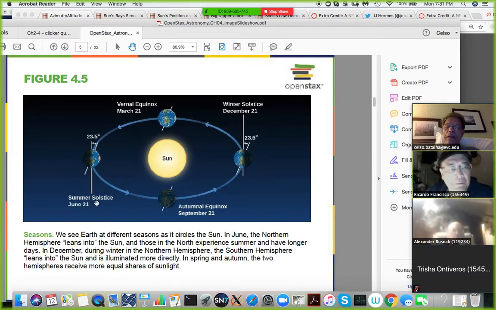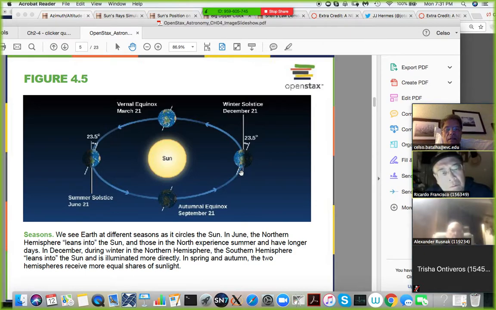But you see, in the summer solstice in the northern hemisphere, the northern hemisphere happens to be tilted towards the sun, whereas the southern hemisphere is tilted away from the sun. And then 6 months later, when Earth is in this position, now the northern hemisphere is tilted away from the sun, whereas the southern hemisphere is tilted towards the sun. So summer and winter occur at the same time, in the northern and southern hemispheres.